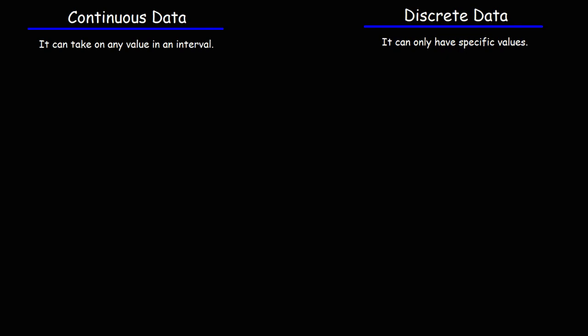In this video, we're going to talk about the difference between continuous data and discrete data. Now, continuous data is data that can take on any value in an interval, whereas discrete data can only have specific values. So let me give an example. Let's say we have the interval 1 to 10, or we can write it this way. Let's say that x is a value between 1 and 10.